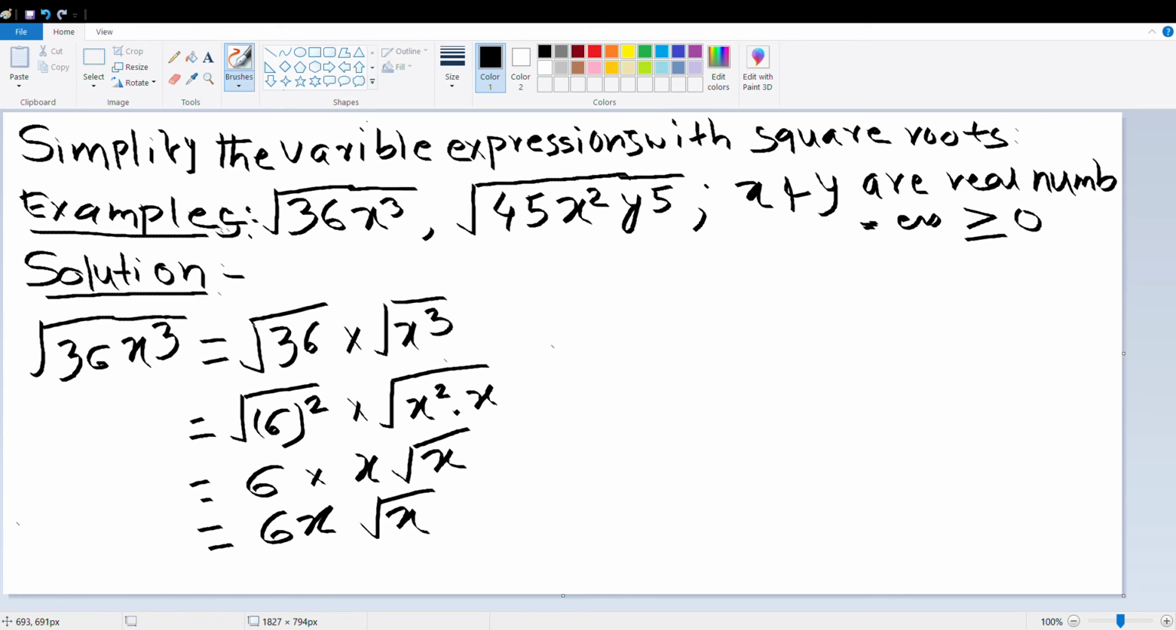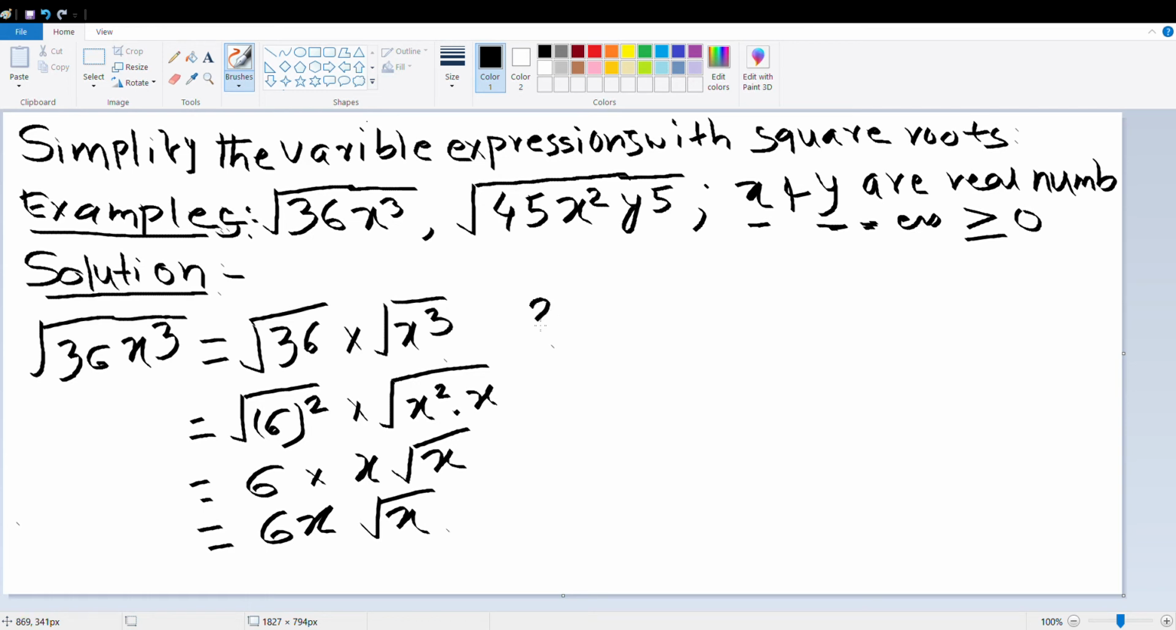We're writing 6x square root x only because we assume x and y are real numbers greater than or equal to 0. If we don't assume x and y are real numbers greater than 0, we have to put the absolute value sign around the x over here. But we already assumed that, which is why our final answer is this.